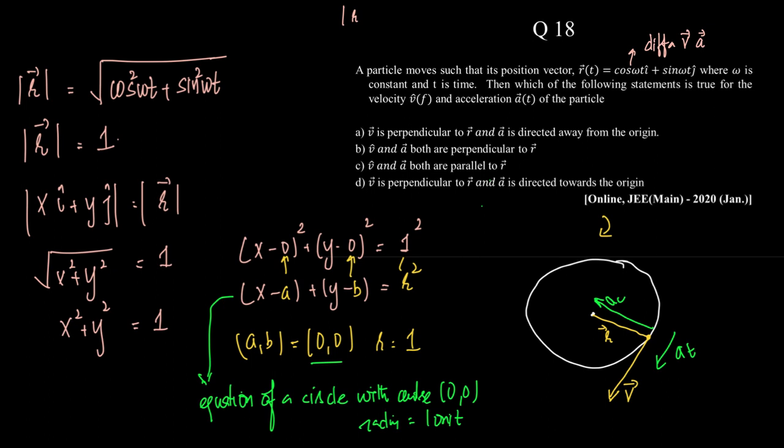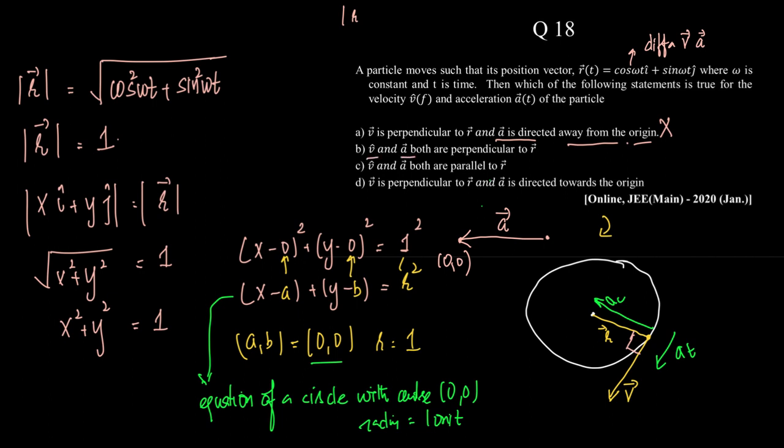Now let us try to solve the question. V is perpendicular to r. Is V perpendicular to r? Yes, we know that the angle between this velocity vector and radial vector is 90 degrees. That's correct, and a is directed away from the origin. See, acceleration, this is the origin, right? This is 0 comma 0, and this is how the direction of the acceleration vector is, right? It is actually directed towards the origin, not away from it. So this option is wrong.